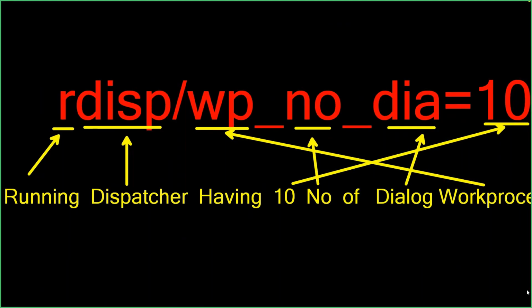For suppose I am using 8 GB RAM, so I have 10 dialog work processes. For suppose at the time of installation you are using 16 GB RAM, so you are getting 15 or 17 dialog work processes. So the number is not fixed. Based on the hardware, the number will be different. So presently our SAP system has 10 dialog work processes. That is the meaning of this parameter: running dispatcher having 10 number of dialog work processes.